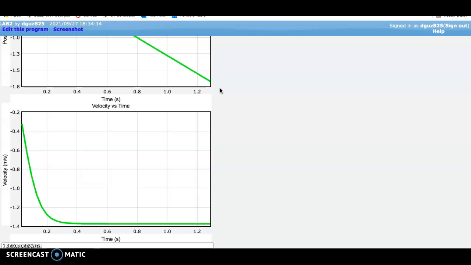If the object were to be thrown down, the terminal velocity will still be the same, negative 1.38, except it would just reach it quicker. So the graph would look similar, just maybe a bit more exaggerated. However, terminal velocity will always be negative 1.38 for this object.